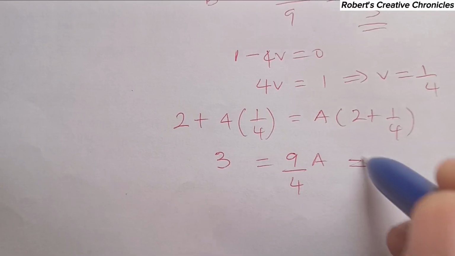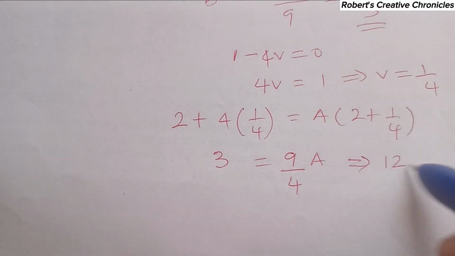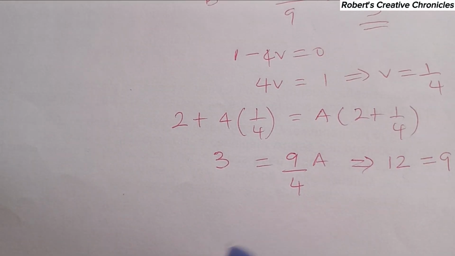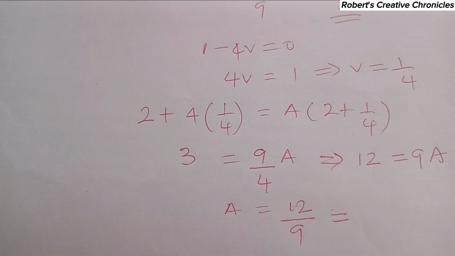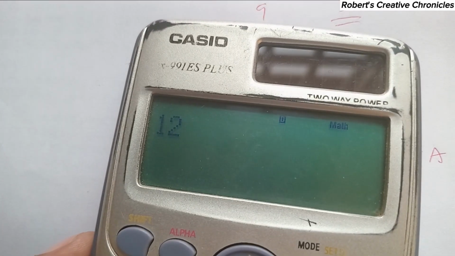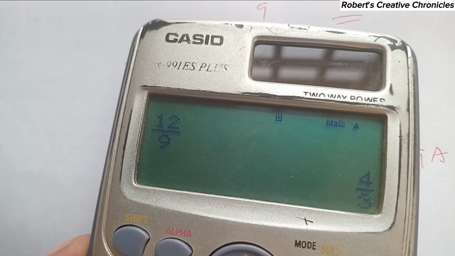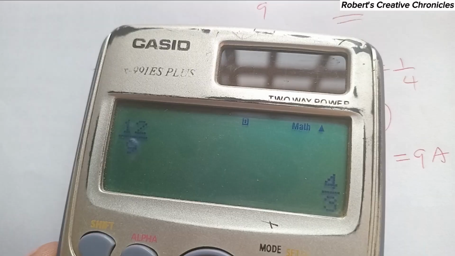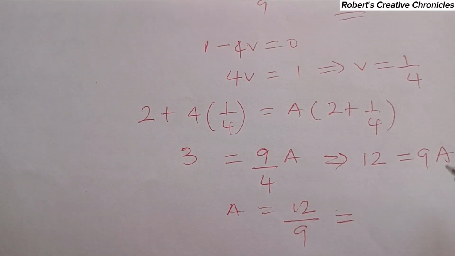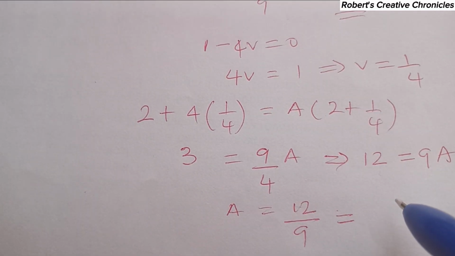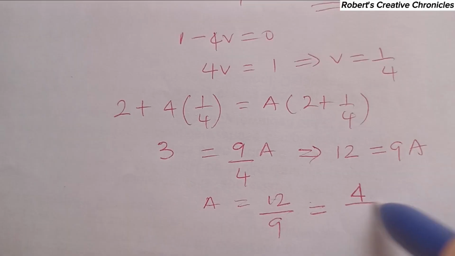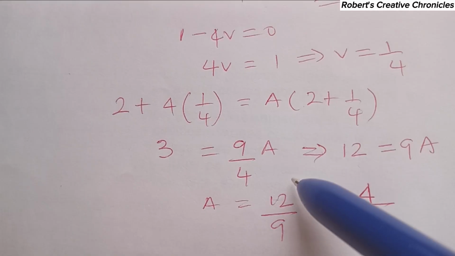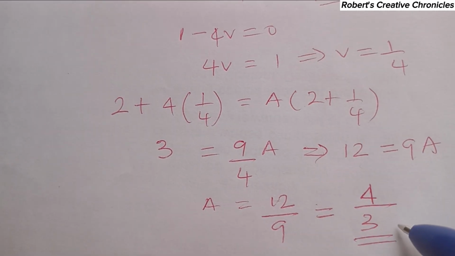So now 4 times 3 is what? 12. 12 is equal to 9a. So a will be equal to 12 over 9, which is what? 4 over 3, because 3 enters 12 4 times and 3 enters 9 3 times. So it's 4 over 3.